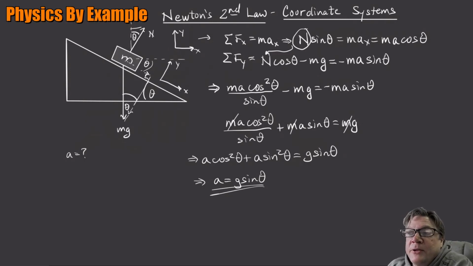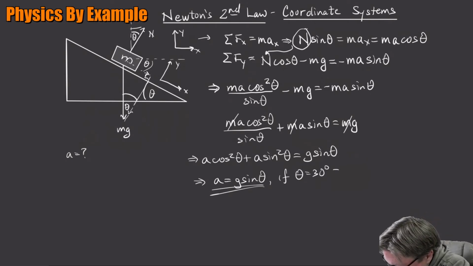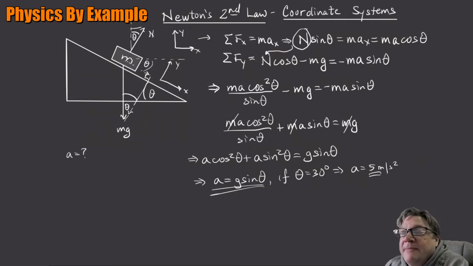So if theta is 30 degrees, remember the magic: sine of 30 is a half. So this means that a is 5 meters per second squared, half of the acceleration of gravity. Neat. So we get the right answer.